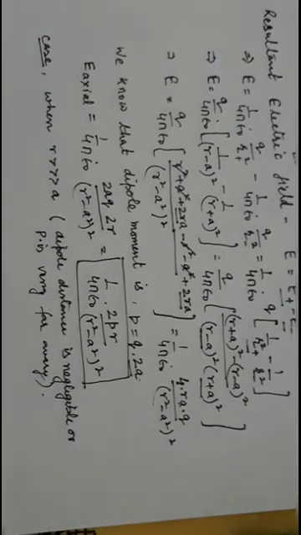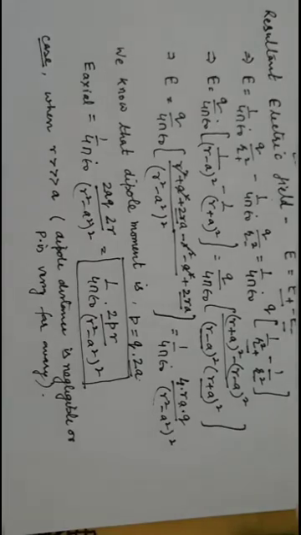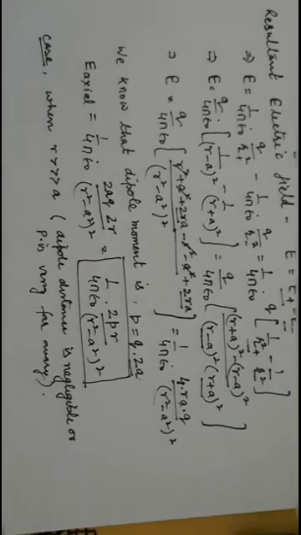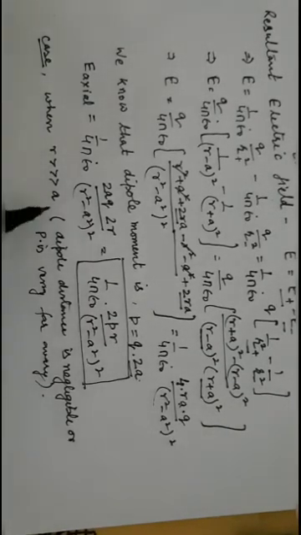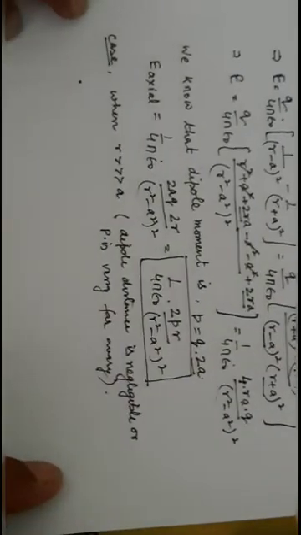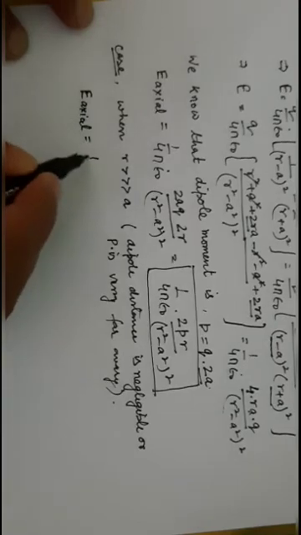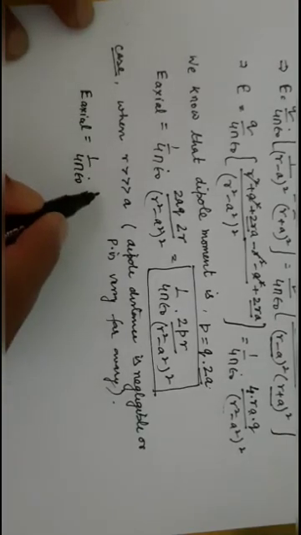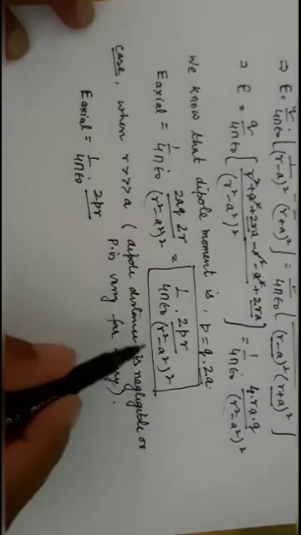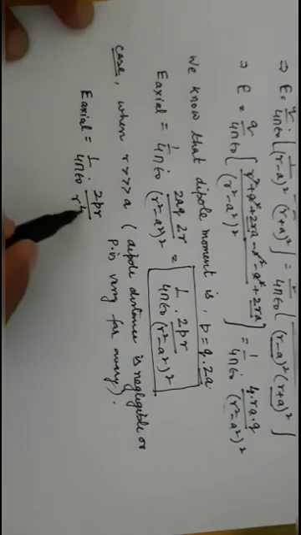So case 1, when r is very much large as compared to a, that is, the dipole distance is negligible or P is very far away from the dipole. In that case, a can be neglected with respect to r. So the above equation becomes E axial is equal to 1 upon 4 pi epsilon naught 2pr divided by, here a is neglected, so it becomes r square, and this r square and r square become r to the power 4.